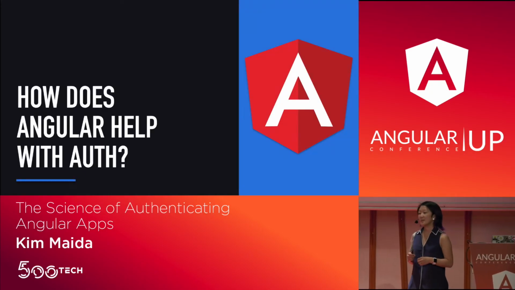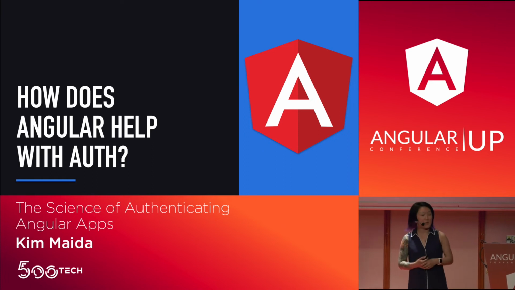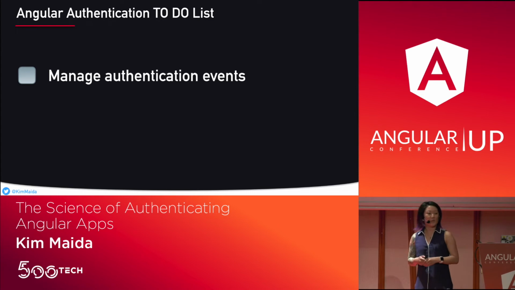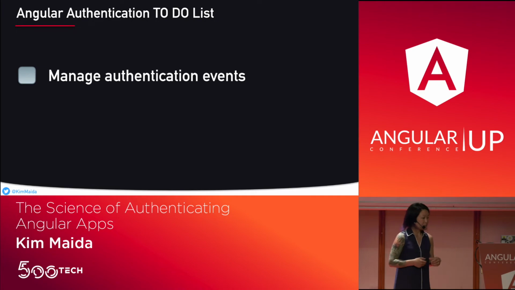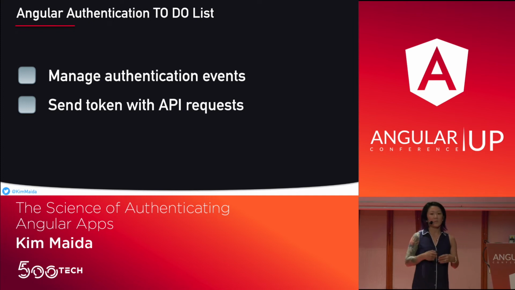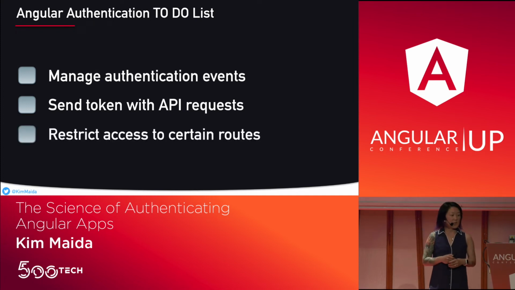So how does Angular help us? Because we're Angular developers, I want to talk about this by creating an Angular authentication to-do list. So the first thing that we want to be able to do with Angular as a platform is elegantly manage authentication events. This could be things like availability of the token, it could be the login status of the user, user info, etc. The next thing we're going to need to be able to do is send the token to the API with our API requests. And finally, we want to be able to restrict access to certain routes.